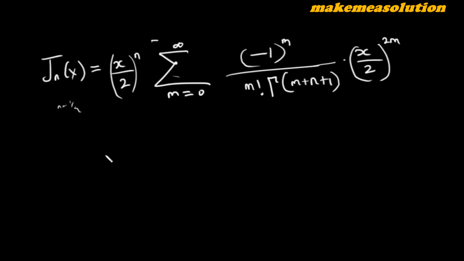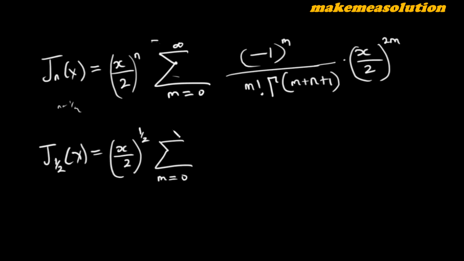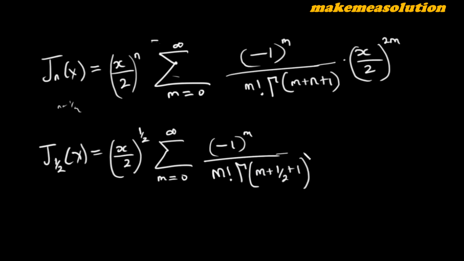Okay guys, so we stopped here previously, and we understood how I got to this point. So in order to get J_{1/2}(x) in this form, you can now say it is equal to (x/2) raised to the power of 1/2, and you now have sigma m equals 0 to infinity of (-1)^m, m factorial, gamma of m plus 1/2 plus 1, for n being 1/2, and you now have (x/2) raised to the power of 2.